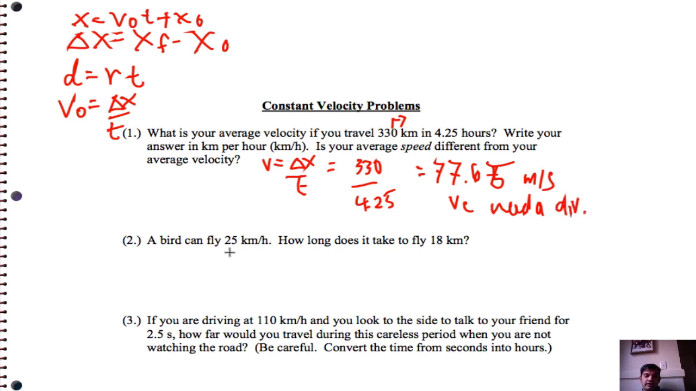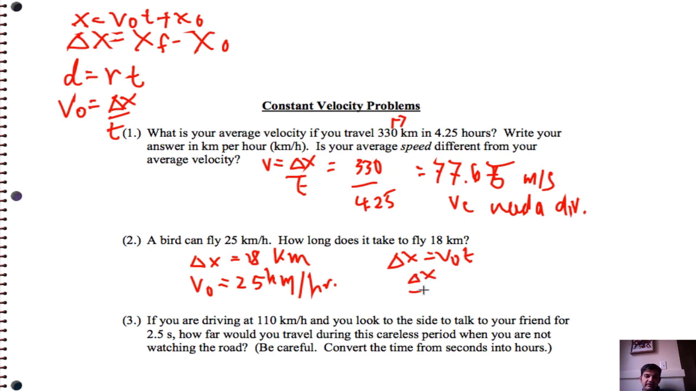Now here we go. A bird can fly 25 kilometers an hour. How long does it take to fly 18 kilometers? So let's see. Our displacement is 18 kilometers, and we know that our velocity is 25 kilometers per hour. So we know that delta x is v naught times t. To get the time, we're going to take delta x divided by v naught to get t. So that's going to be 18 divided by 25.